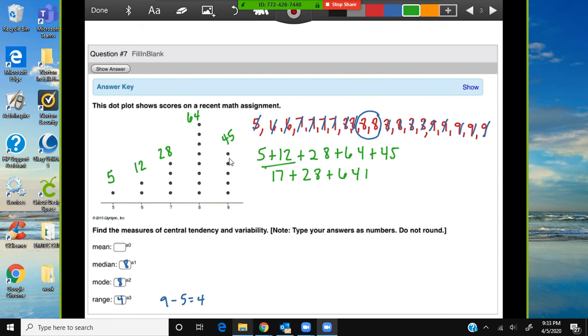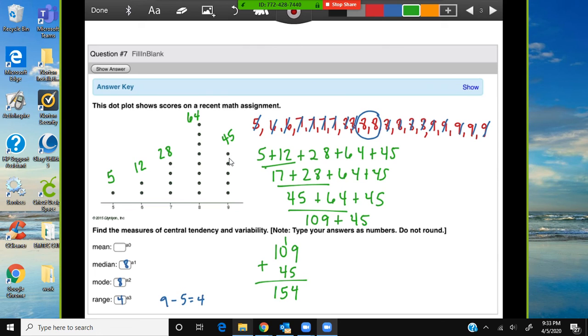And then rewrite everything. 17 plus 28 will be 45. 45 plus 64, well, 4 plus 5 is 9. 6 plus 4 is 10, so 109 plus 45. And then I'm going to line these up to make it easier on me. 9 plus 4 is 14, carry the 1. 1 plus 4 is 5, and 1 plus nothing is 1.